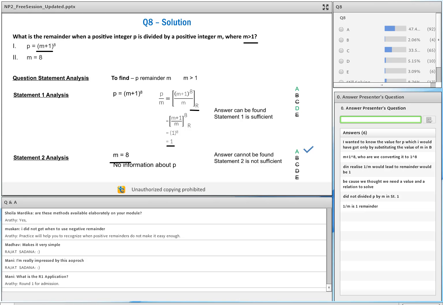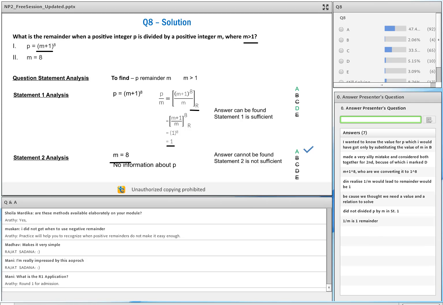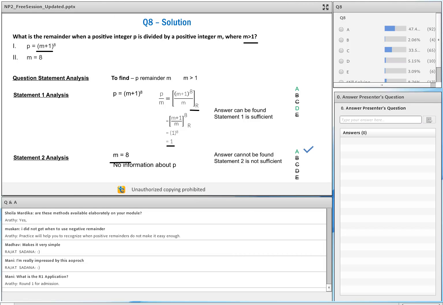Yes, 1 by m, 1 is the remainder. That's something that you didn't realize. But now can you really see where you made a mistake? Can you see if you were to solve a similar question again, you would not make this mistake?